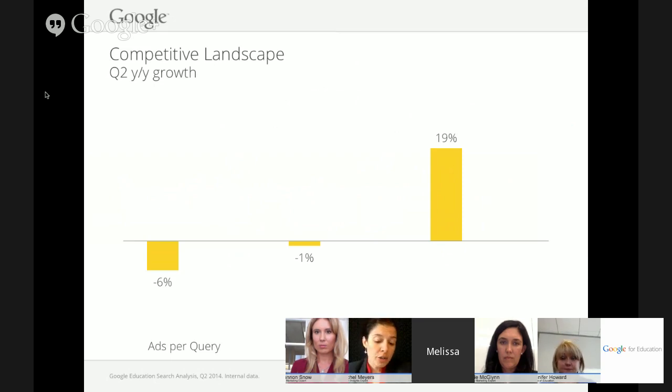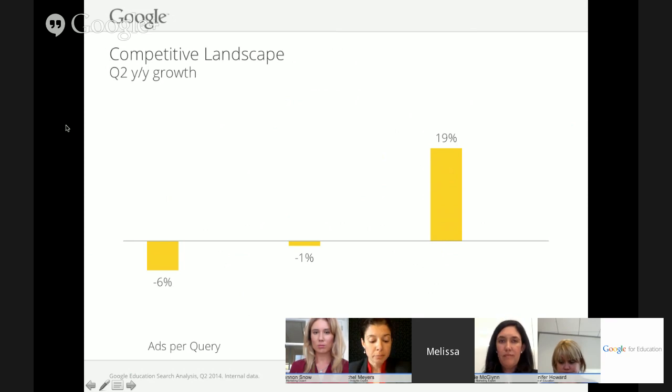You may recall that in Q1 of 2014, we shared that clicks grew by 9% for the first time in a long time. And Q2 actually continued that trend and accelerated that trend. You'll see that clicks grew 19% year over year in Q2 of this year. Though there are many factors that can influence an increase like this, we hypothesize that the increase is a reflection of advertisers' focus on relevancy. By this we mean that advertisers are doing a better job of providing the searchers what they were looking for in the first place.